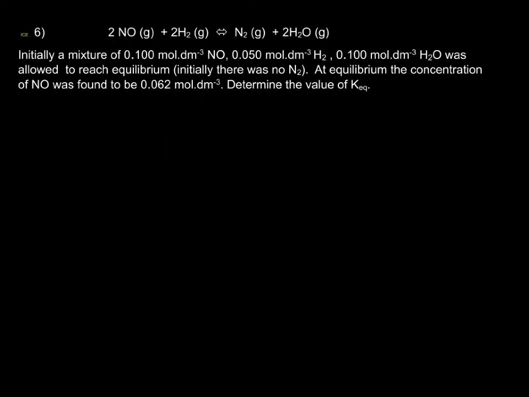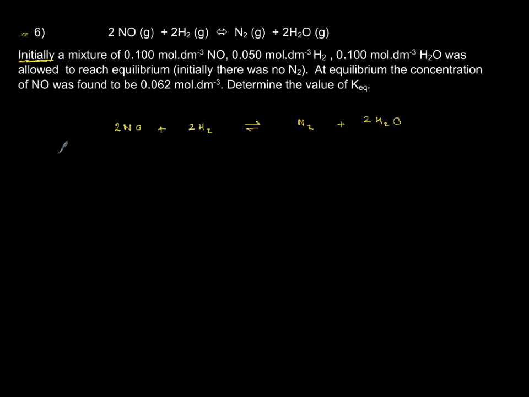The next problem, now we are going to use ICE for this. You have nitrogen monoxide and hydrogen giving you nitrogen and H2O. As soon as I see the word initially, then I know I need the ICE method. So I'm going to write my equation, which is 2 nitrogen monoxide plus 2 hydrogen, giving us N2 and 2 H2O. I usually make it into a table. There is a plus, there is a plus.